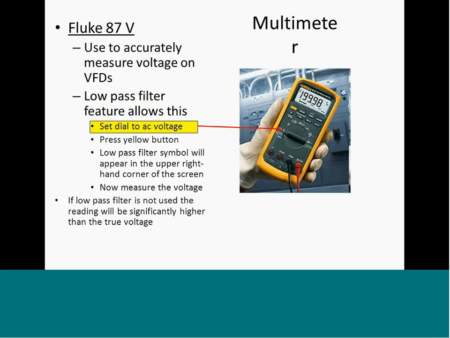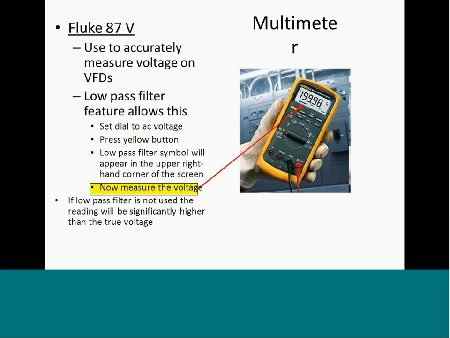Okay? So you set your dial for AC voltage, which is right there. Then you push the yellow button, which is up here. That yellow button turns on the low-pass filter. All right? If you look carefully on the display, it's going to mention there that you've got the low-pass filter turned on. All right? Now when you take your measurement, you are getting the voltage that the motor is seeing. And that's what's nice about this Fluke 87V.